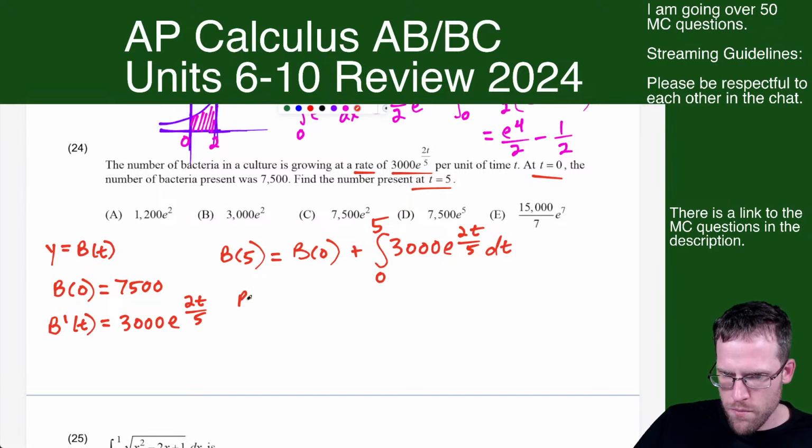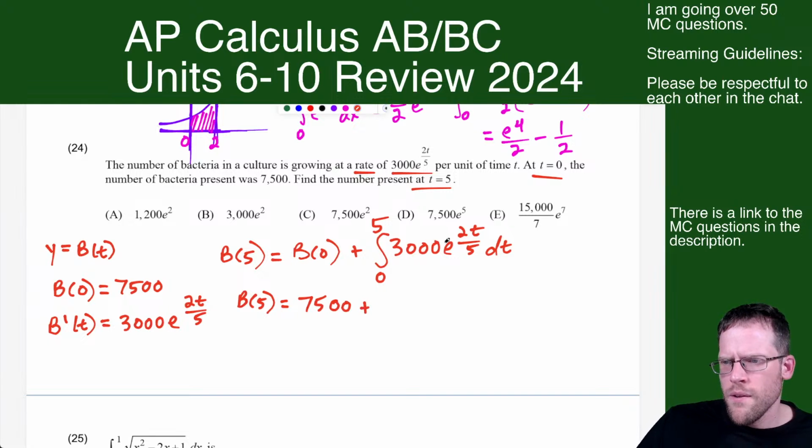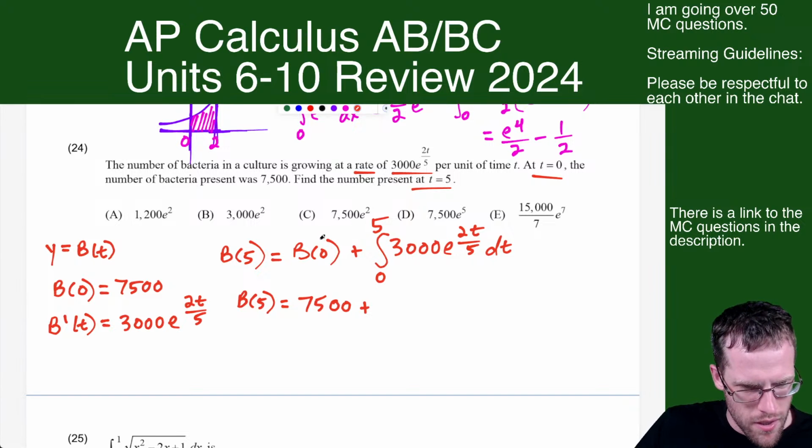Okay, so B of 5 equals 7,500 plus, and now I'm going to anti-derive this, because I think this was intended to be a no calculator question.